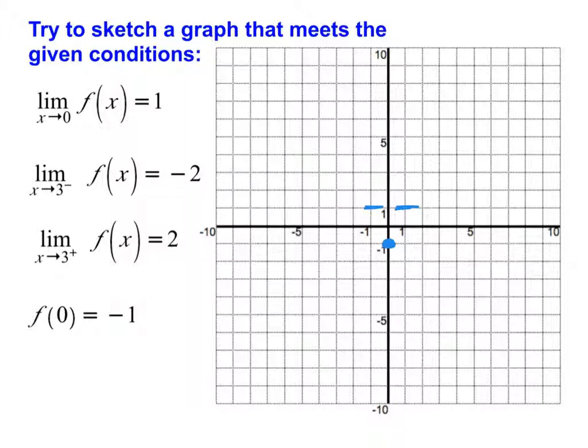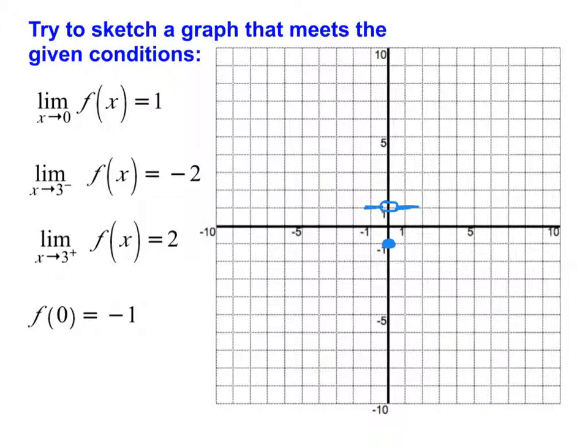Because f of 0 is supposed to equal -1. So the only way that I can have them approach that, but have this still be different, is if I then put an open circle there. So we can get an open circle up there that it's approaching, but when we hit it, there's actually a different value. Okay, so that could hopefully take care of the top and the bottom requirements.